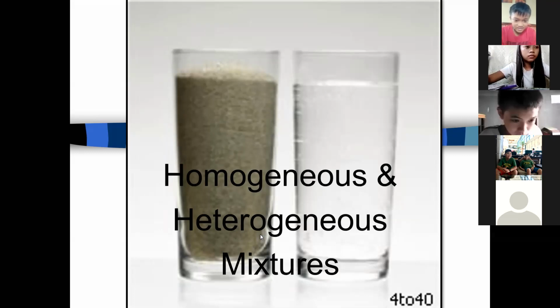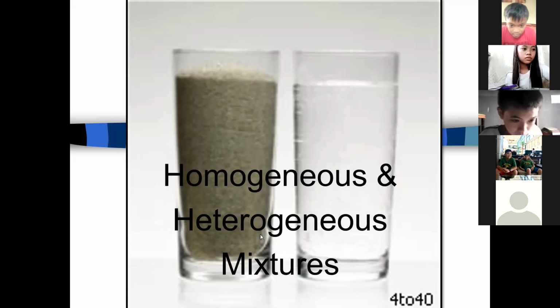Okay, so let's proceed then. How about identifying the difference between a homogeneous and a heterogeneous mixture? Again, these are mixtures, okay? We're not talking here anymore about substances. We're not talking here about pure substances. We're talking now on mixtures, and this is the main deal of your module, okay? So what is the difference between both?